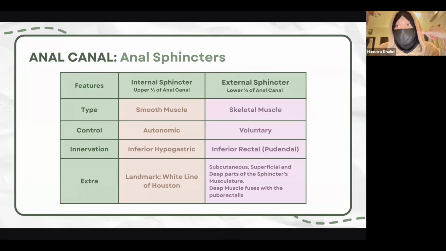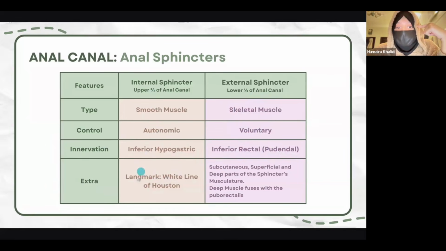All right. So the internal sphincter, which is on the upper 2/3 of the anal canal, is going to be smooth muscle, okay? And then the external sphincter is going to have skeletal muscle. Why? Because skeletal muscles are voluntary. Now, what are the innervations? The internal sphincter is innervated by the inferior hypogastric, and the external sphincter is innervated by the inferior rectal, which is a branch of the pudendal. Pudendal, again, we saw this in another place: the inferior rectal veins were a tributary of the pudendal vein. Keep this in mind. So you have pudendal again in the lower anal canal.